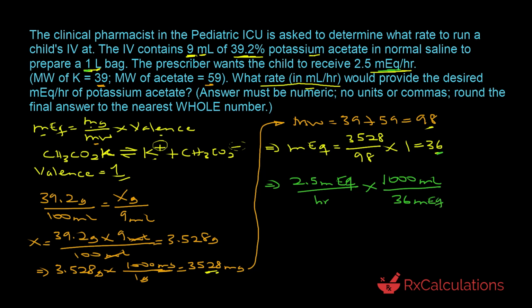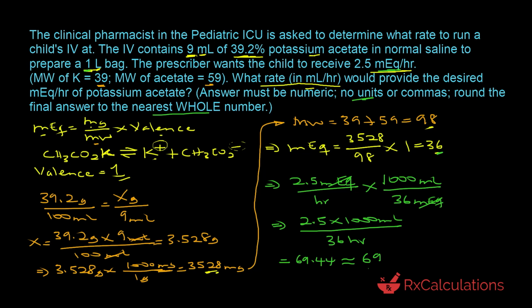So based on dimension analysis, the milliequivalents in the numerator will cancel out the milliequivalents in the denominator. Then you're going to multiply all the terms in the numerator and divide it by all the terms in the denominator, which implies I'm going to have 2.5 times 1,000 milliliters divided by 36 hours. And this is going to be equal to 69.44. But notice that the question says round to the nearest whole number, do not include units. And so the answer is going to be equal to 69.